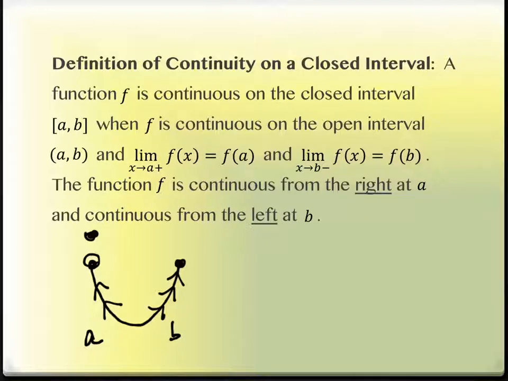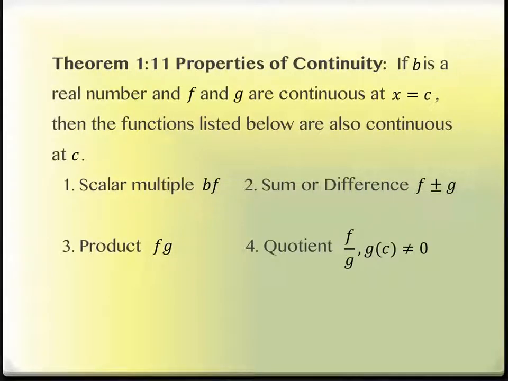There are ways to combine functions that preserve continuity. So, some properties of continuity. If b is a real number, and f and g are continuous at x equals c, then the functions listed below are also continuous. You could multiply a function by a constant and it wouldn't change continuity. That's number one. You could add or subtract two functions and it's not going to change continuity. You could multiply functions and it won't change continuity. And you can divide functions as long as the denominator is not 0 and it won't change continuity. And none of these things should be very surprising because continuity is a direct result of limits. And we had all these things for limits already.